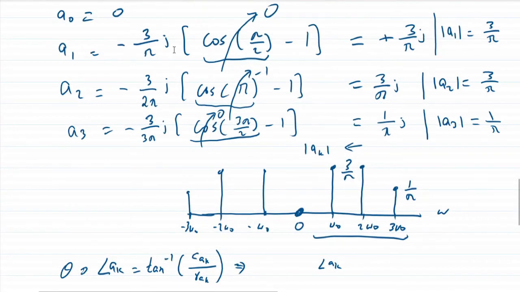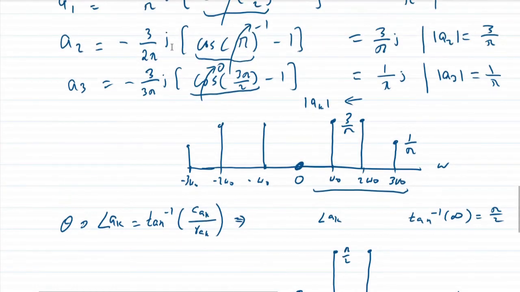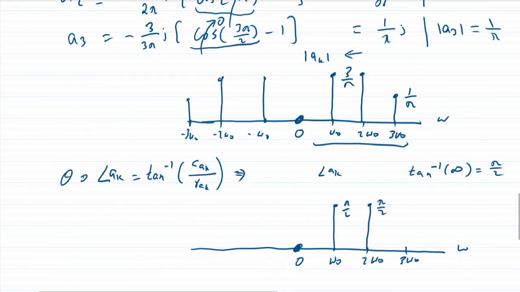For the rest of the values, all of them have an imaginary part, but there is no real part, which means the real part is 0. So overall we have tan inverse of infinity. For all of these we have tan inverse of infinity, which is simply pi by 2. So at the first harmonic we have a phase of pi by 2. Similarly for the second harmonic, again it is just an imaginary value, so the real part is 0, and we again have pi by 2 here. And for the third also it is the same, pi by 2.